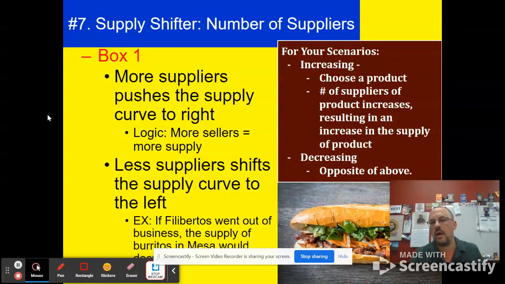So I have the instructions on the top of the screen here. All you need to do is have a new store, a new producer go into business, and that results in an increase in the supply of a product. And then do the opposite. Again, you can pause the video here if you would like to have a minute to do your paper. So this would be a great opportunity to pause. Okay.